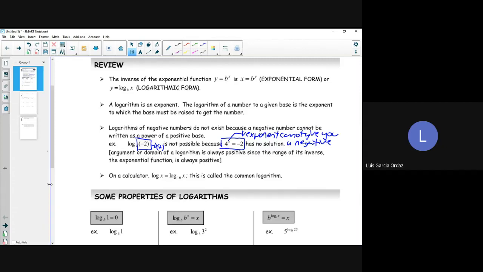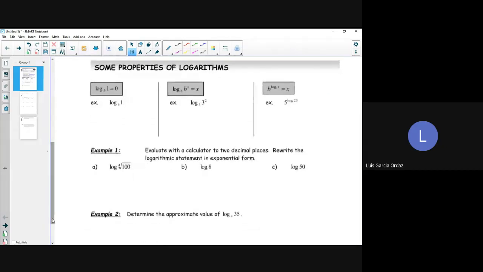So apart from the properties we learned on Friday, there are some new properties involving logs. If we have log base b of 1, obviously that equals 0, because anything to the power of 0 gives us 1. Then we have log base b of b to the x is equal to x. So as you can see, the left side is just equal to the exponent. And the last one, b to the power of log base b of x is just equal to x again. So as you can see, the right side is just equal to the number that comes after the log.